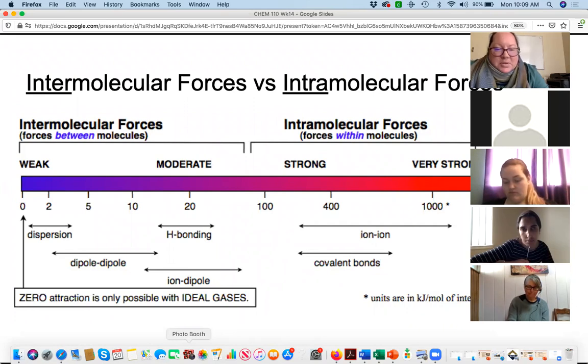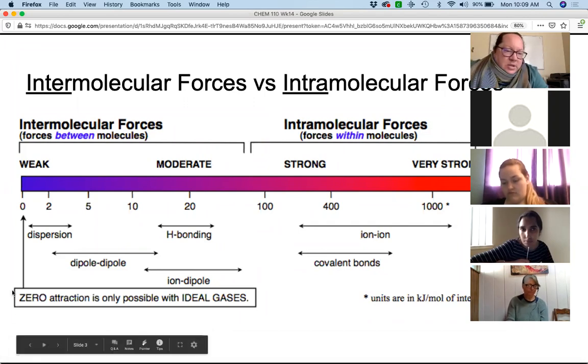And I think this is a really great question. Somebody asked this the other day. They're like, is it possible that something doesn't have or experience any forces between molecules? And the answer to that is within this box where it says zero attraction is only possible with ideal gases.